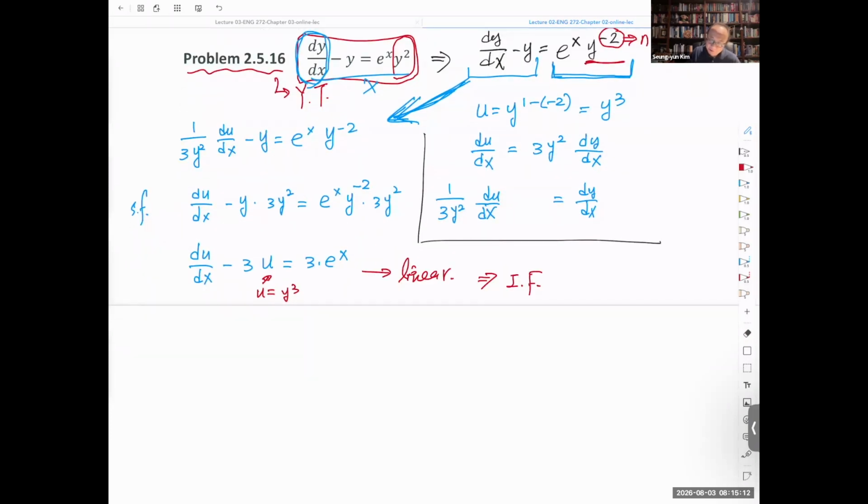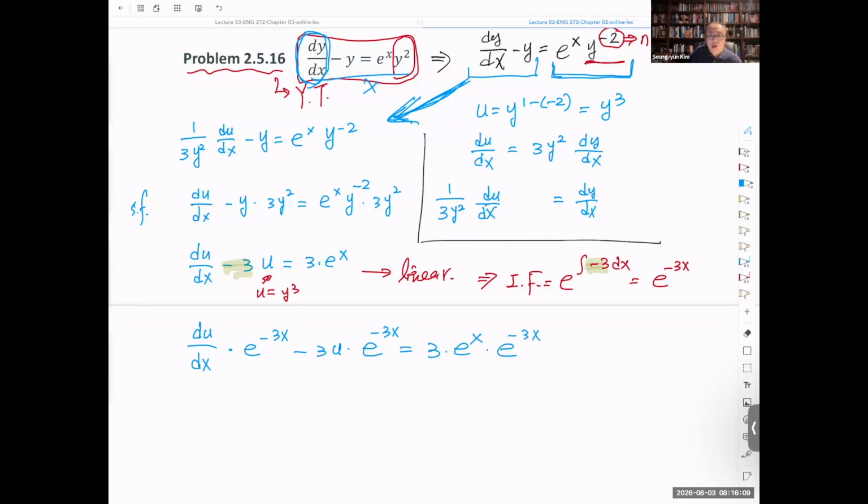Then we can find the integrating factor, e to the integral of whatever we have in front of u, and that is negative 3 dx, and that is e to the negative 3x. That's our integrating factor. And then once you find the integrating factor, we need to multiply it everywhere. Then du over dx times e to the negative 3x minus 3u times e to the negative 3x equals 3 times e to the x times e to the negative 3x.